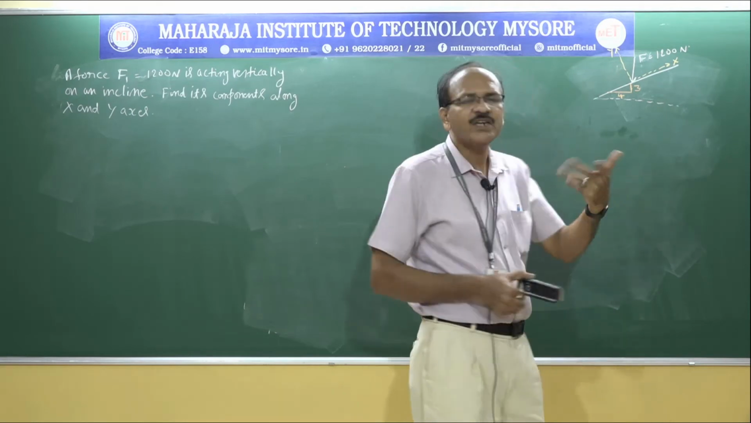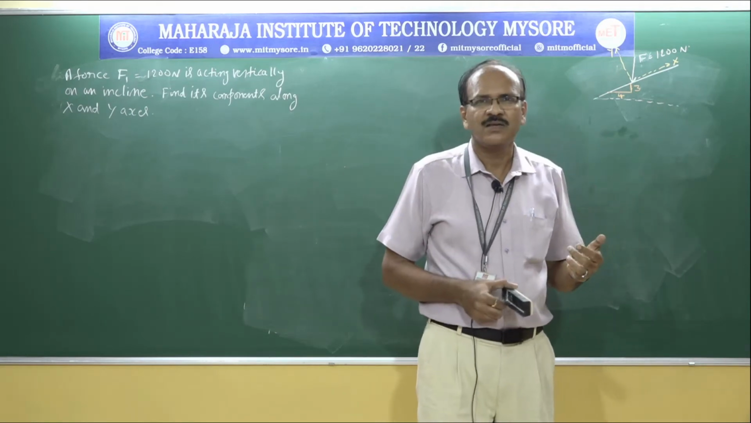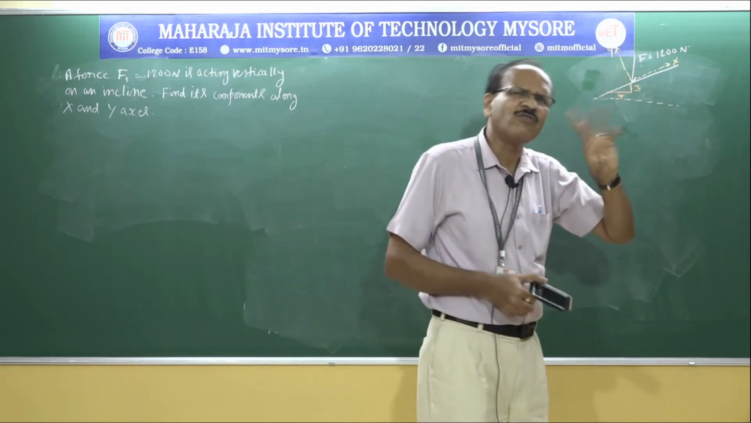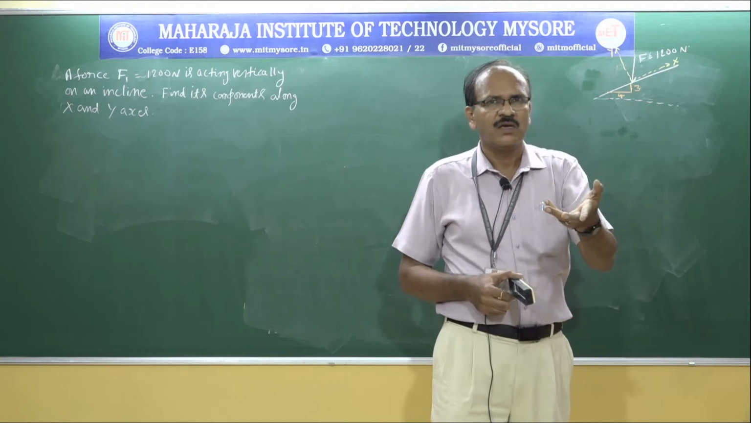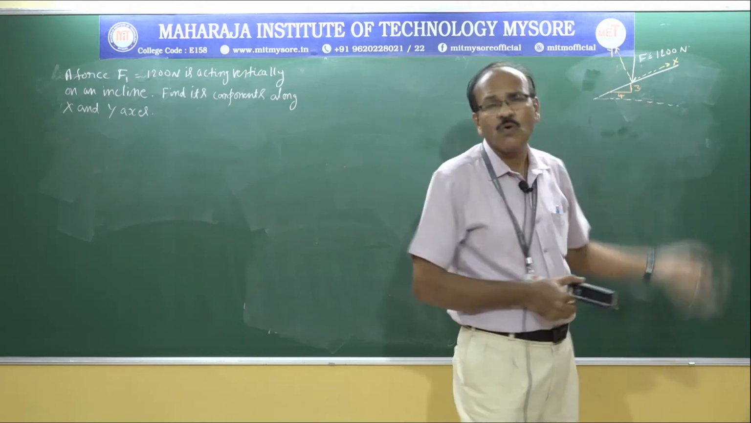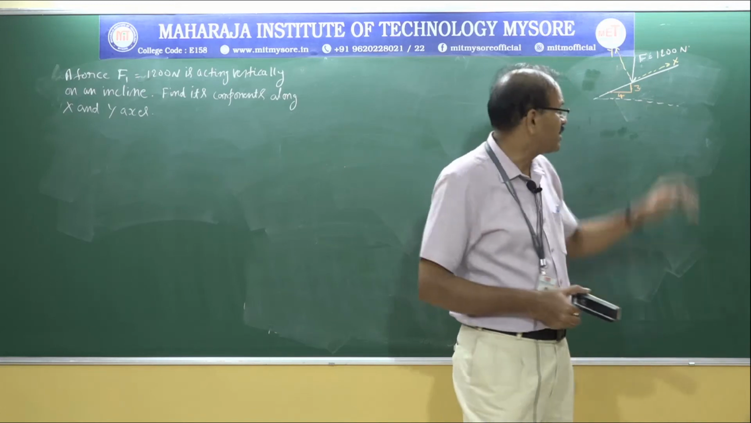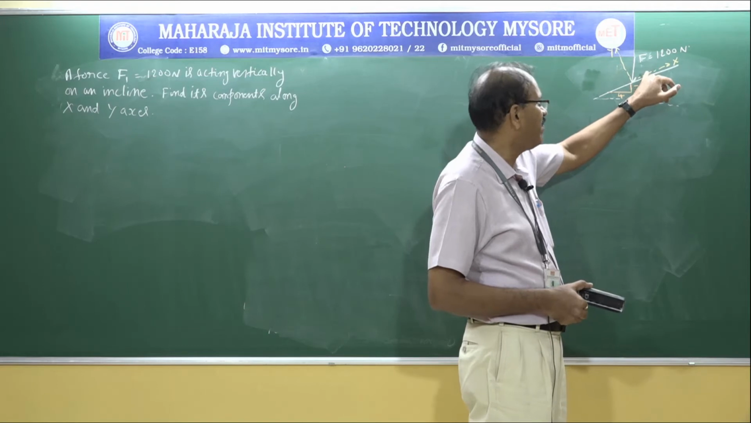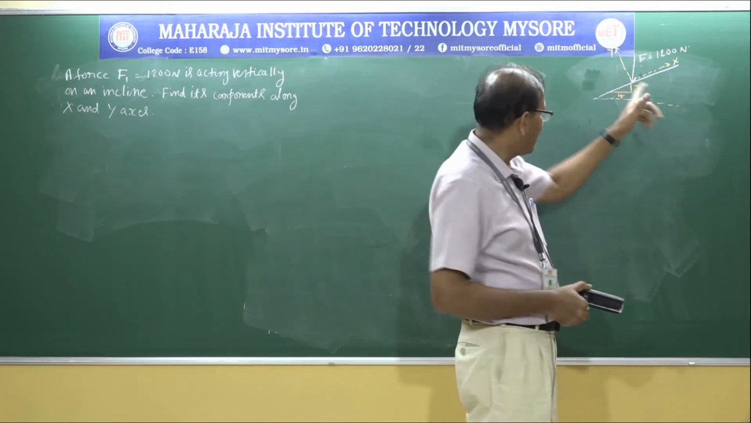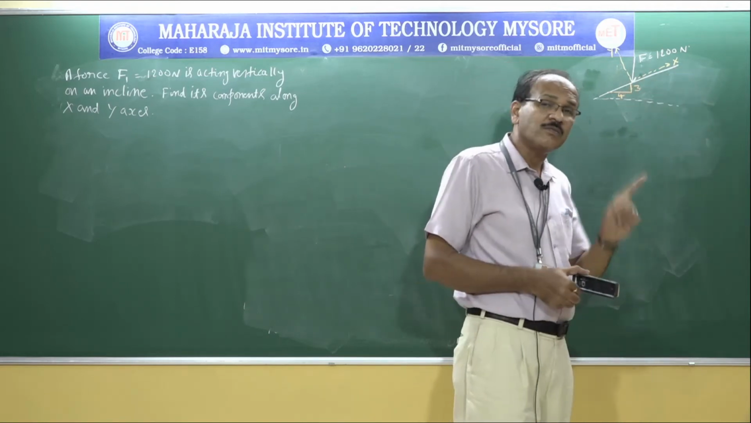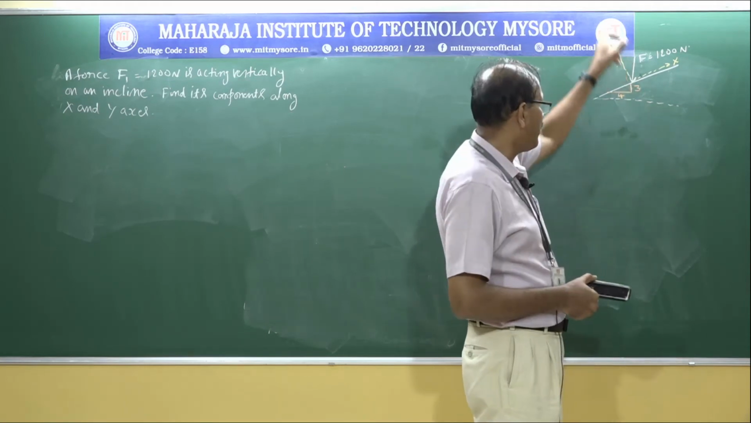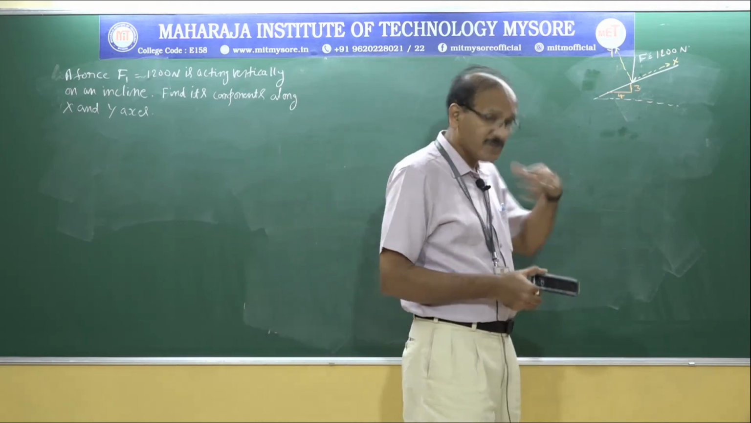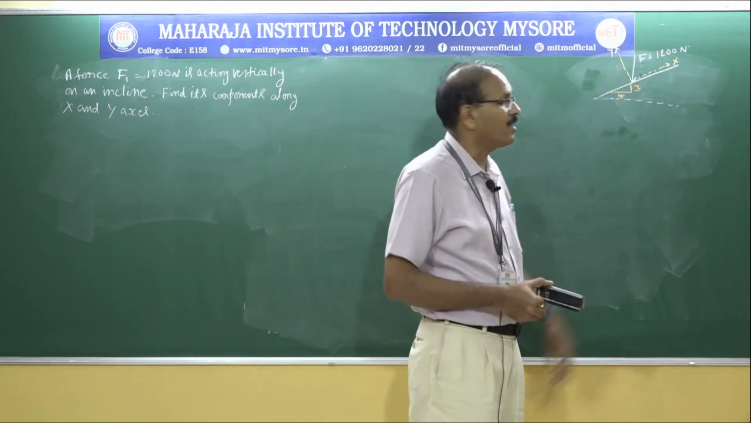Before resolving, we need to know what the angles are. You can find out this angle, or that angle, one of those two angles. If you find that out, the problem is over. If this is some angle, then F cos 30 is the component along the x direction, and F sin 30 is the vertical component.